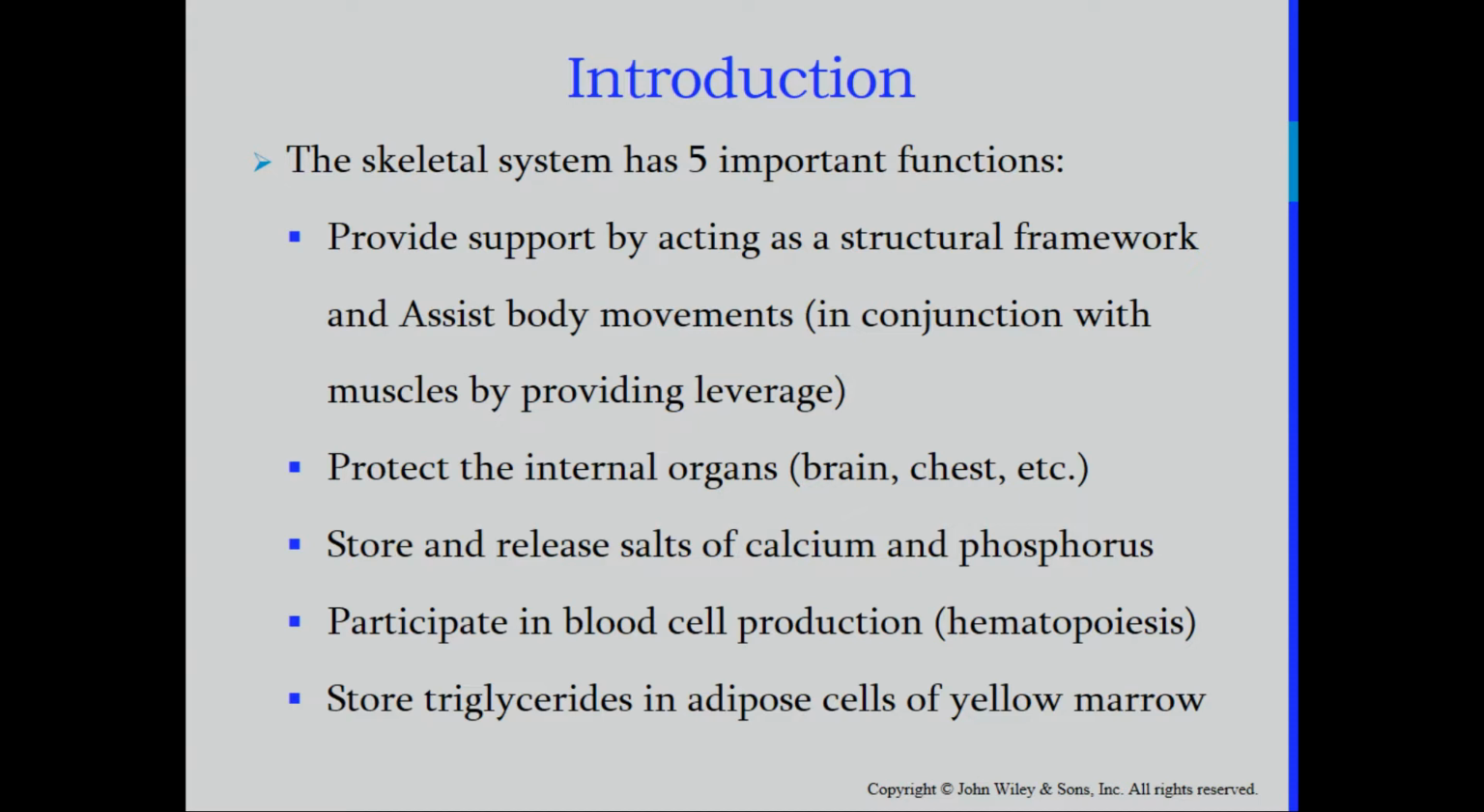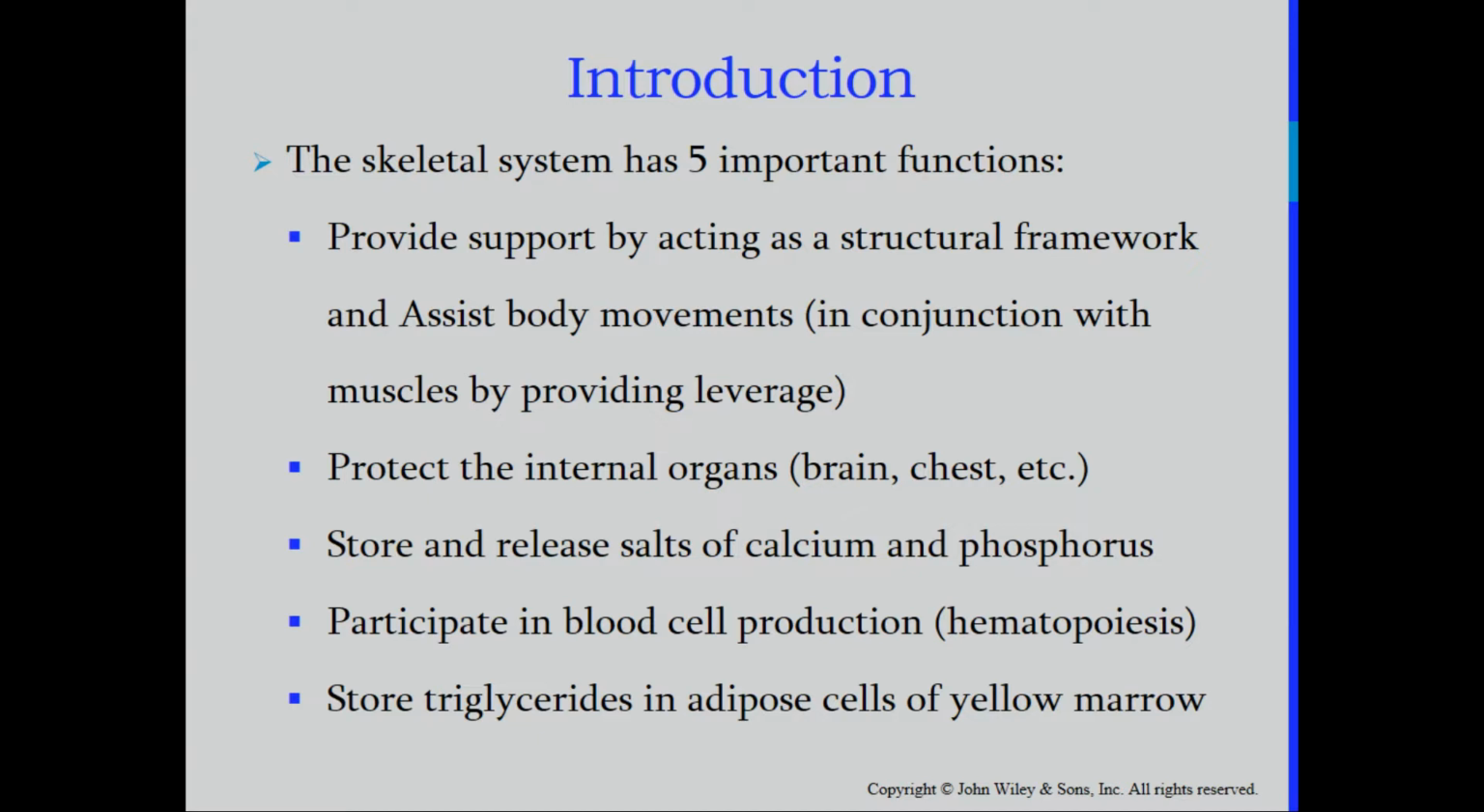They're there for protection, primarily a lot of the internal organs. For example, the brain is totally encased in bone and is very well protected. The lungs, very soft and delicate tissues, are housed within the rib cage or thoracic cavity. And those are just a few examples. Also, your bones will store and release salts of calcium and phosphorus. Everybody knows that bones are primarily made of calcium.